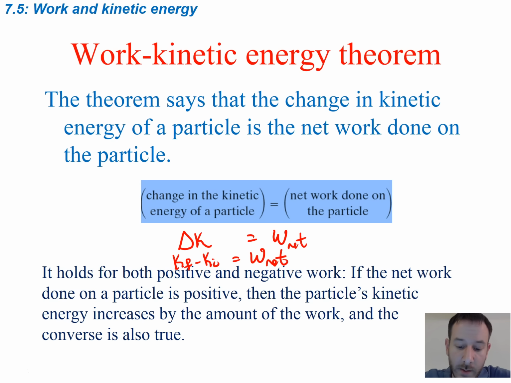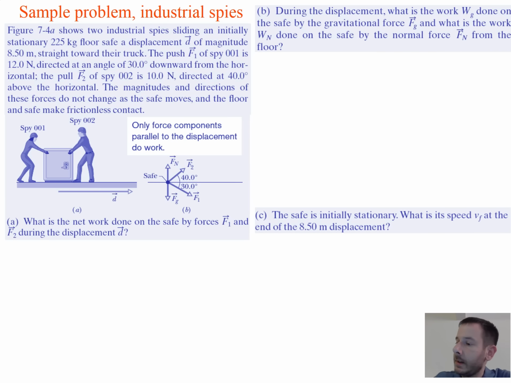If the net work done on a particle is positive, then the particle's kinetic energy increases by an amount equal to the work. The converse is also true: if the net work is negative, then you're going to decrease the kinetic energy of the object. All right, so let's do an example.